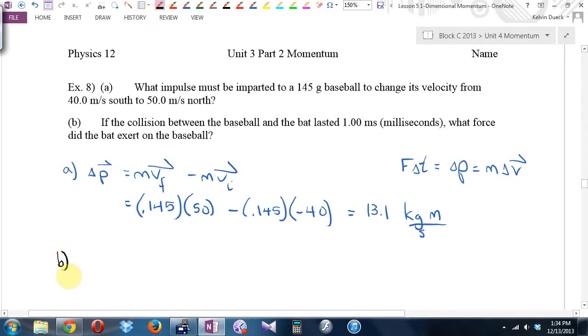B. What's B asking me to find? Oh, what did we just find? Is there an equation that has force and impulse? Yeah. I think we also have this. The impulse equals force times change in time. Oh, how about I actually put the impulse? I just wrote a delta. There we go.